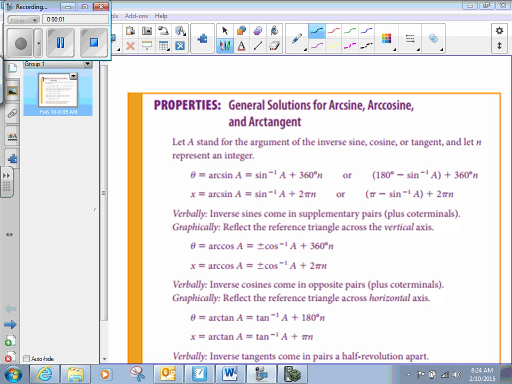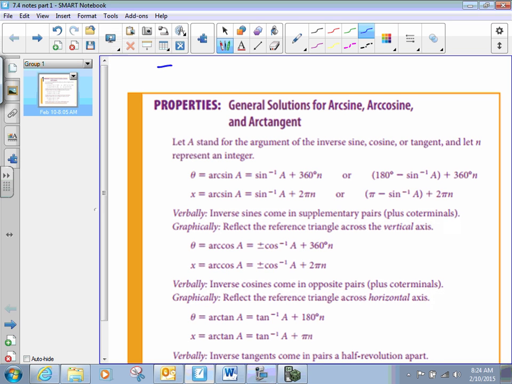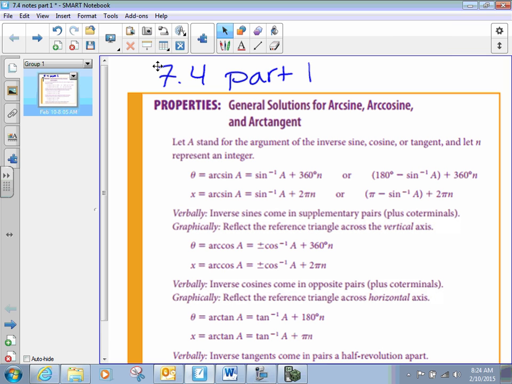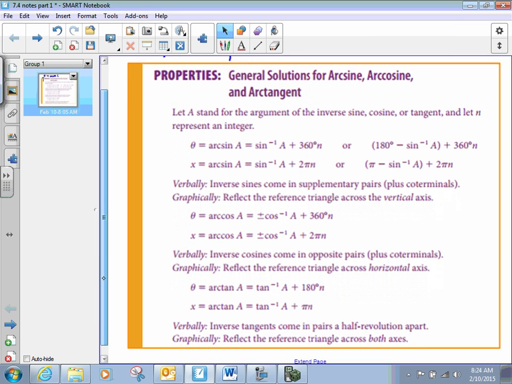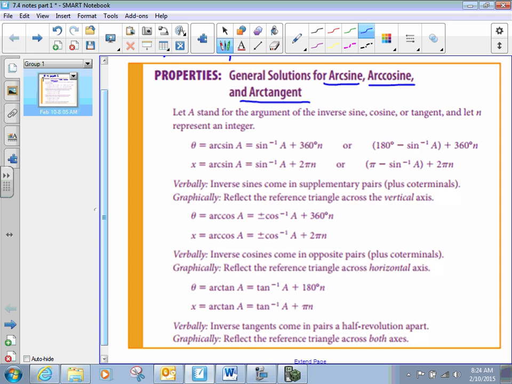These are the notes for 7.4 part 1. This is the handout that you got about general solutions for arcsine, arccosine, and arctangent. These are going to be the inverse operations we're going to use when we solve trig equations. But for right now, we're just going to practice what general solution means and the solution in a given interval.